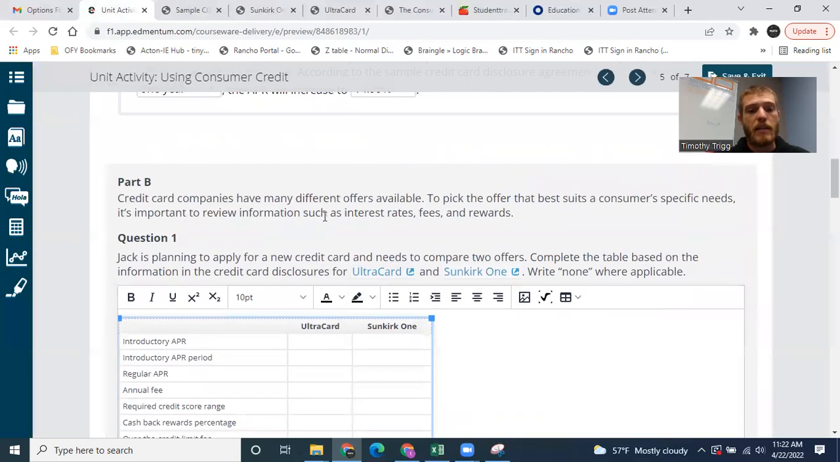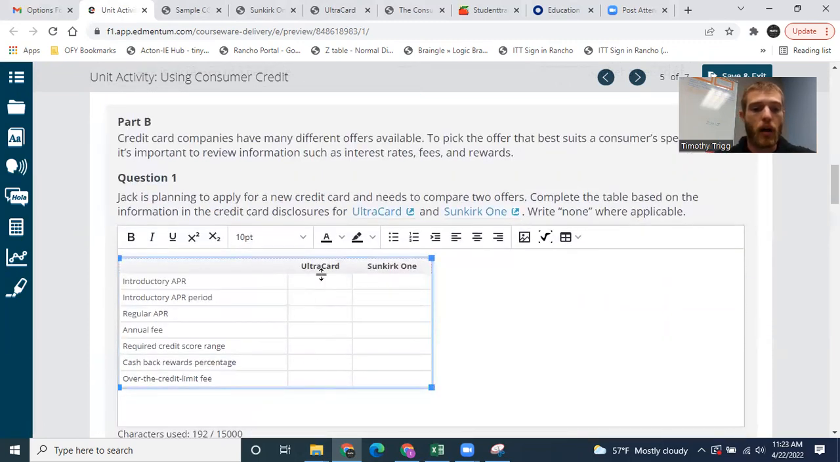Credit card companies have many different offers available. To pick the offer that best suits a consumer's specific needs, it's important to review information such as interest rates, fees, and rewards. Jack is planning to apply for a new credit card and needs to compare 2 offers. Complete the table based on the information in the credit card disclosures for UltraCard and Sunkirk One. Write none when applicable.